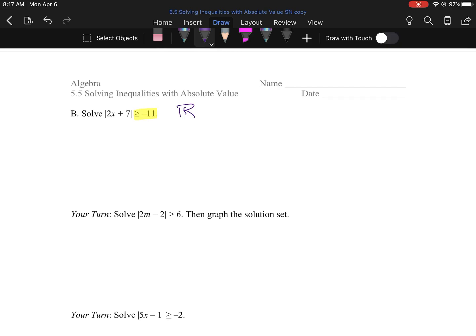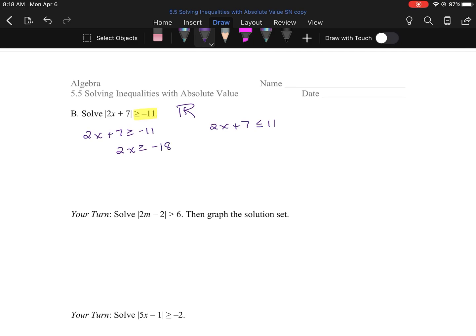Let me write that in a normal marker. There we go. All real numbers. Because no matter what value I pick, whenever I take the absolute value, it's always going to be bigger than a negative. But let's go through and solve this so we can see what it looks like. So 2x plus 7 greater than or equal to -11, and 2x plus 7 less than or equal to +11.